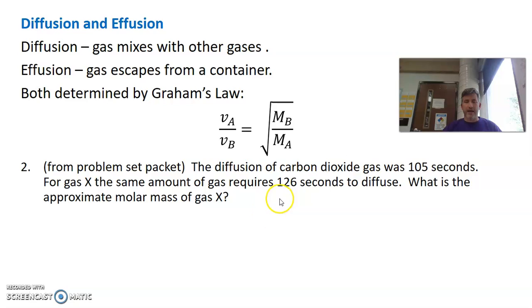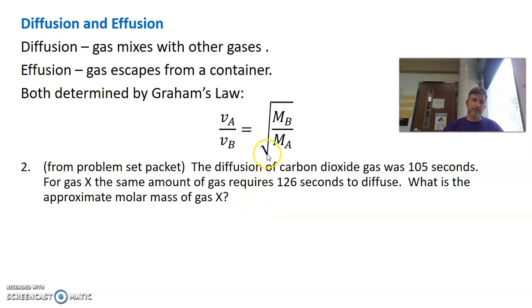Okay, so let's take a look at a problem from the packet I gave you. I said number 2, but actually I moved it, so don't pay attention to that number. It was one of the later problems in the packet. It says the diffusion of carbon dioxide gas was 105 seconds, meaning it took 105 seconds for the CO2 to travel across the room, or whatever the distance was. For gas X, the same amount of gas requires 126 seconds to diffuse. What's the approximate molar mass of the gas?